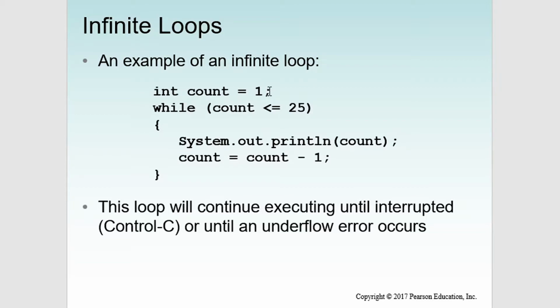They have a variable count. They set it to 1. They're saying while count is less than or equal to 25, they print out the count and they subtract 1 from count. The loop will execute until interrupted, or until the underflow error occurs. What's going to happen is it's going to keep going over and over again, because instead of incrementing their count, they're decrementing their count. So they're actually getting more negative. So they're going to 0 and then -1, -2.